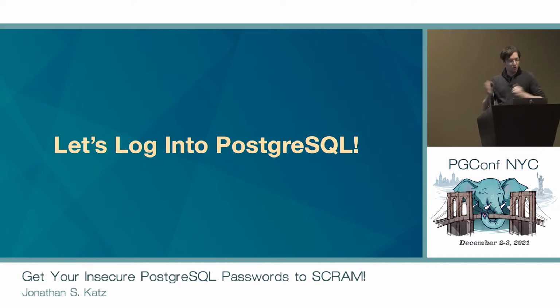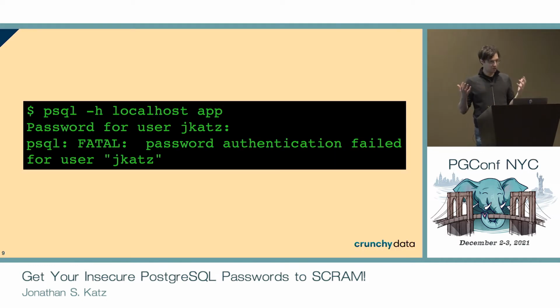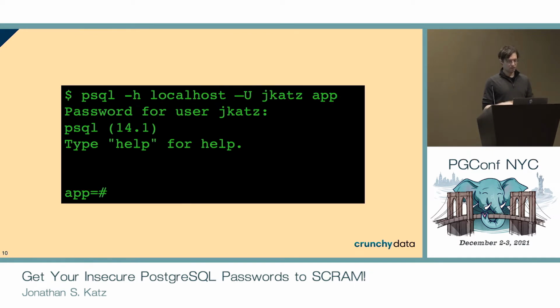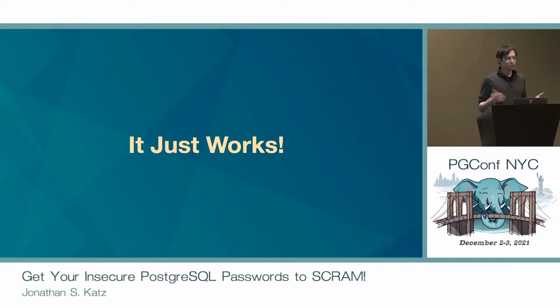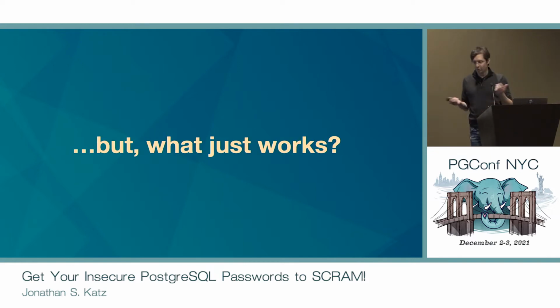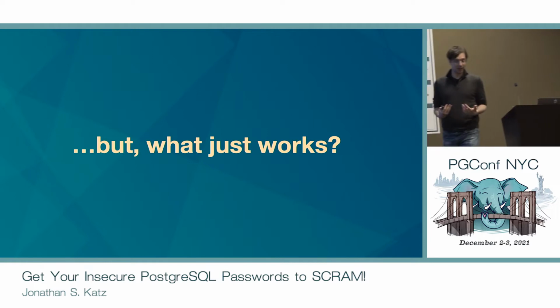Let's log into Postgres, something we've probably done many times before. Or if you're just starting with Postgres, you've done this today. Typically, let's say you're using psql, you run psql, my host, my application name. What's your username? Katz. I type in the wrong password, maybe I get authentication failed. But then ultimately, I type in the correct password, and it succeeds. It just works. But what just works? What happened? How do I know my password's valid?